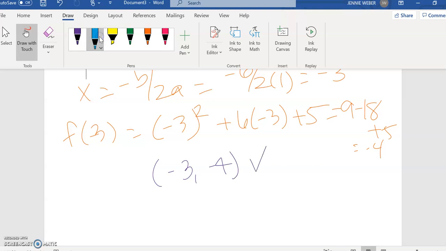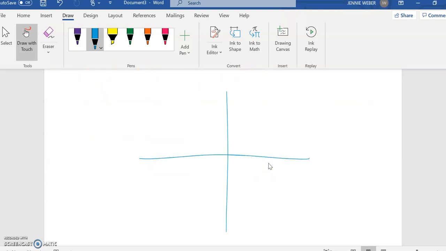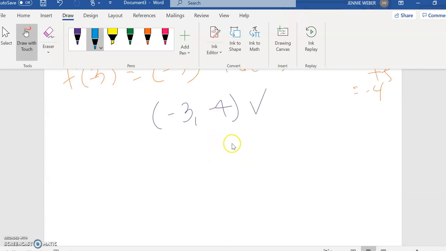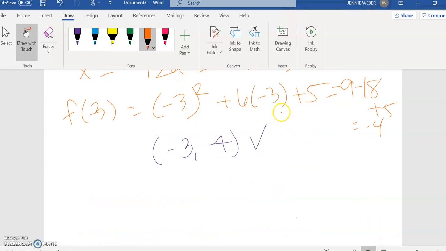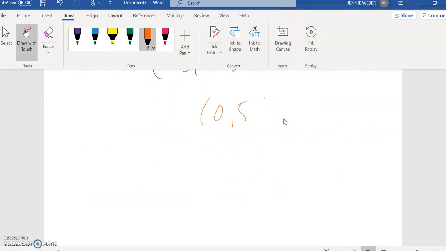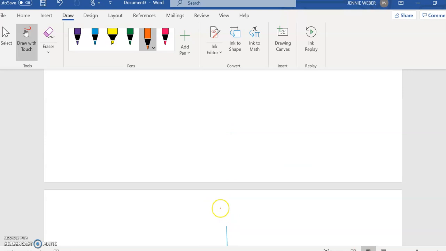This is my vertex. Now I can tell looking at this that I will have x-intercepts because, again, I'm going to come down here and start my graph. 1, 2, 3, 1, 2, 3, 4. This is my vertex, and I open up, which means I can see I will run into that x-intercept. Now remember, the y-intercept is always just c, so that's going to be 0, 5. So come back up here. 1, 2, 3, 4, 5. There's my intercept.